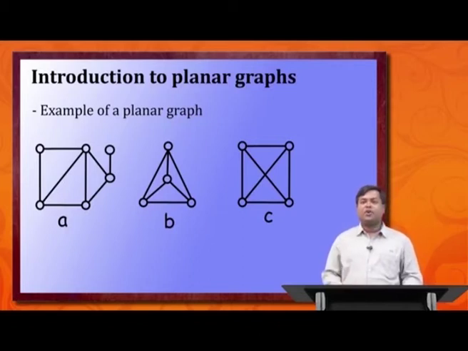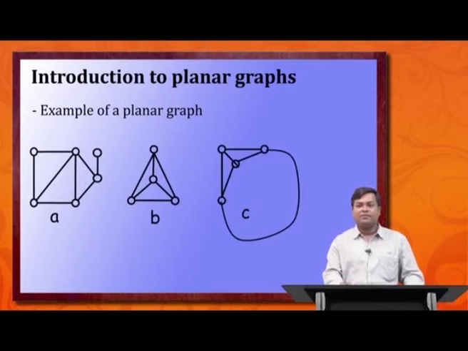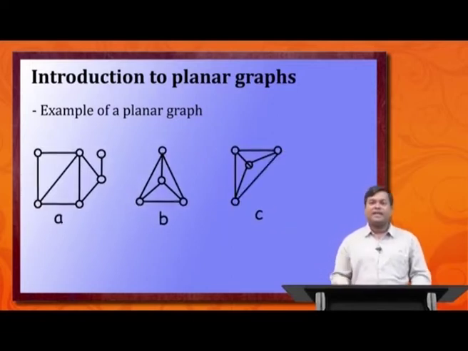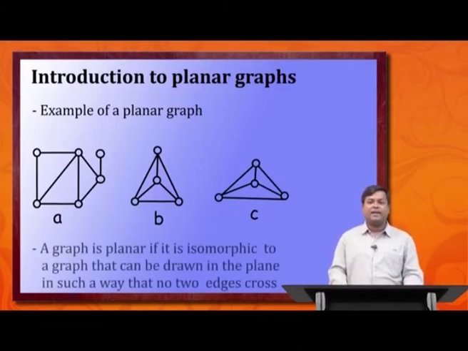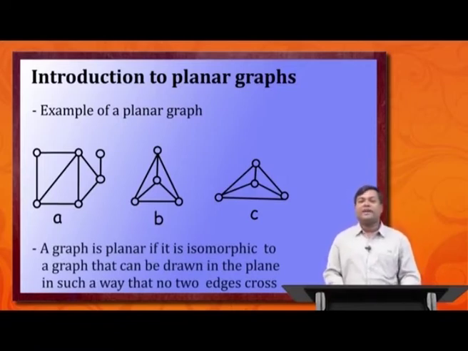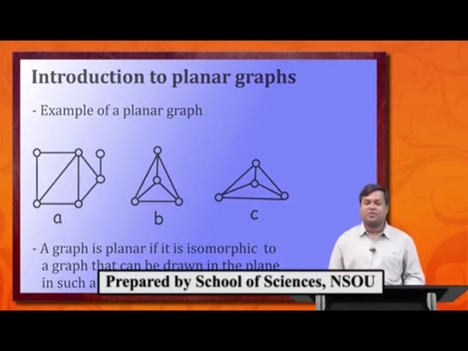So let's draw the third graph in a different manner. Oh yes, there is a way that we can draw it without the edge crossing. So it looks like it's a planar graph. Now if we redraw it, we actually created that graph C, which is isomorphic to graph B. It's similar to graph B. So we can redefine the planar graph concept: a graph is planar if it is isomorphic to a graph that can be drawn in the plane in such a way that no two edges cross.